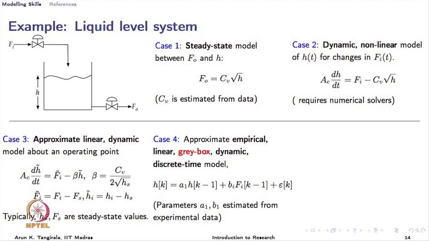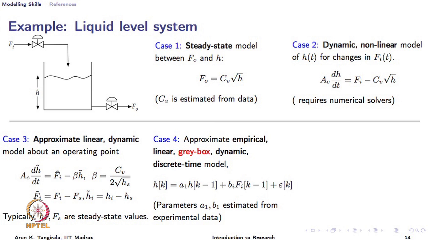So, we move from time t, which is a continuous time variable, to k, discrete time k. This k here in case 4 stands for the sampling instant, the kth sampling instant. That is, I have observed the process when I was collecting data at regular intervals in time, which we call the sampling instants.